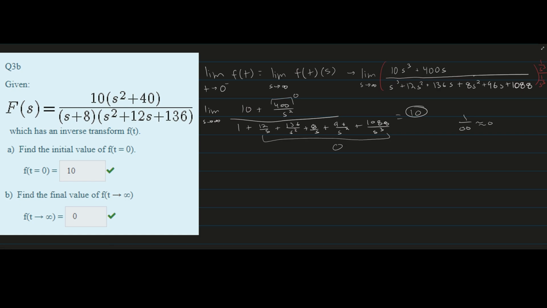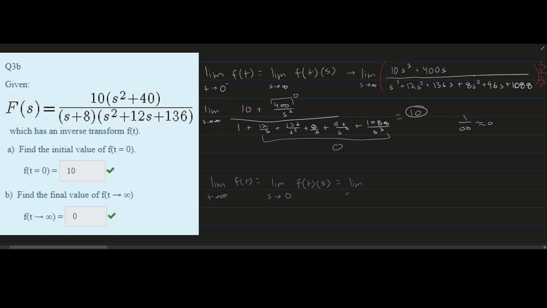Now we're going to look at the second one, where we need to find the final value of f when t is approaching infinity. It's going to be very similar. We write that the limit as t approaches infinity of f(t) is equal to, now converting into the s domain, the limit as s approaches 0 of s times F(s).